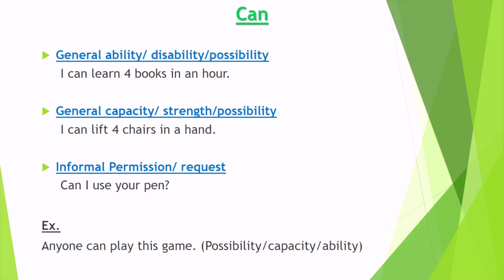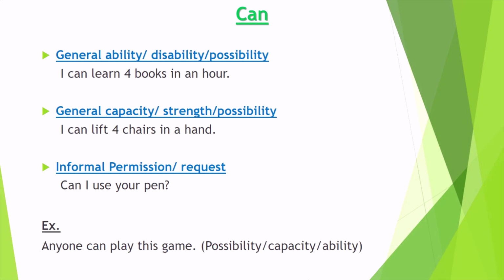Next is can. Can is used for general ability, and when you make it negative it becomes disability, and in the same place it becomes possibility also, because your ability shows that maybe the things are possible, maybe not. In the same manner, I can give the example, I can learn 4 books in an hour. So it shows my ability. But if I am not able to remember it, if I am not able to learn it, that shows possibility also.